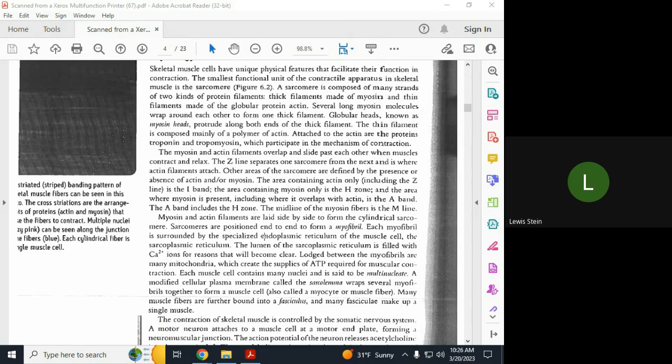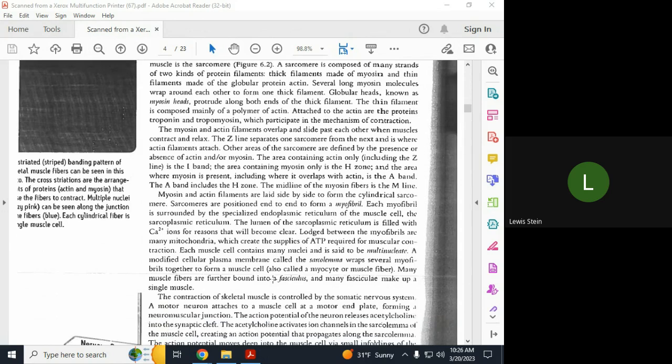And that's really how the signal is promoted and generated throughout, releasing the calcium from the stored cisternae into the fibril, and then into the individual filament area where the filaments are stored. Create the motion. Ta-da. So the luminous sarcoplasm is filled with calcium ions for reasons that become clear. Lodged between the fibrils, mitochondria for the ATP, many nuclei, so it's by definition multinucleate, sarcolemma. Okay.